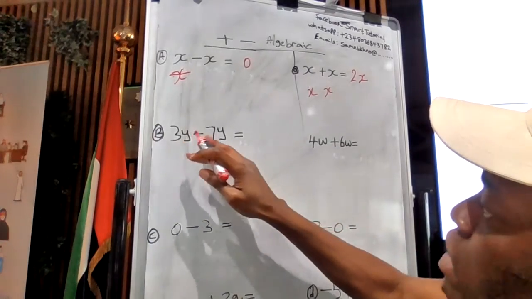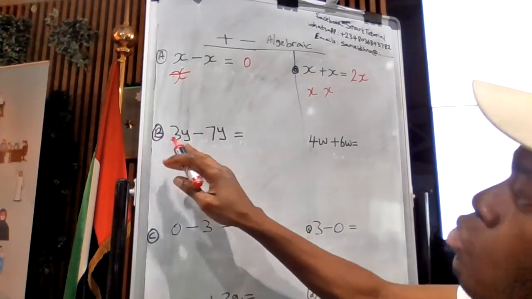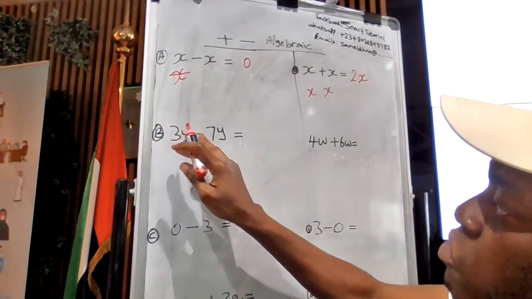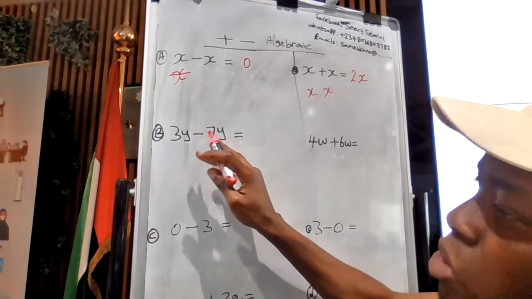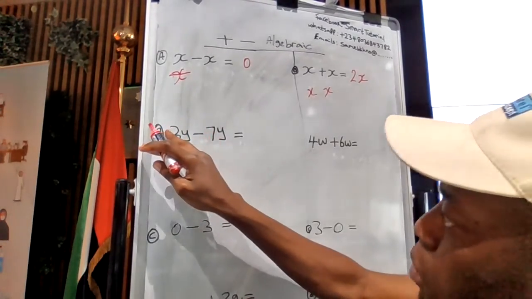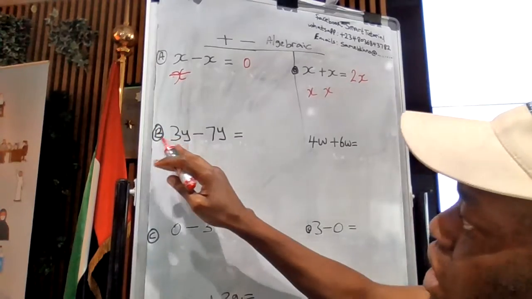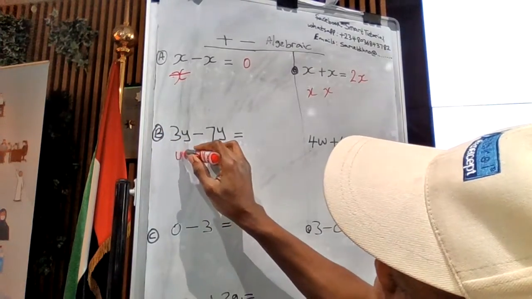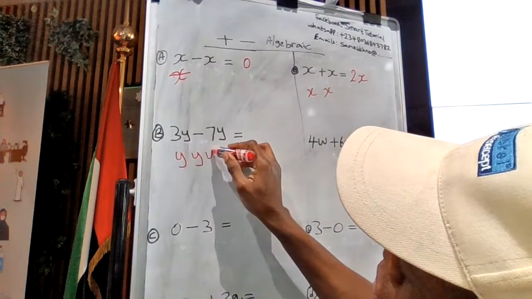This is 3y minus 7y. 3y, this is plus. Plus before minus. Don't count this 7 because it's bigger. Plus 3. Count 3. That is 3y: 1, 2, 3.